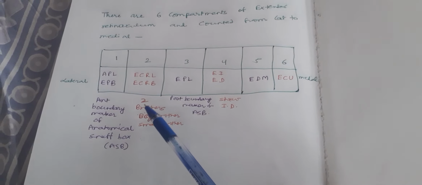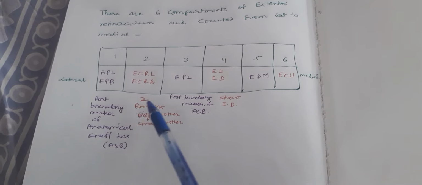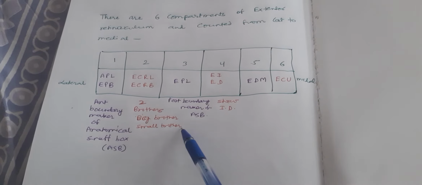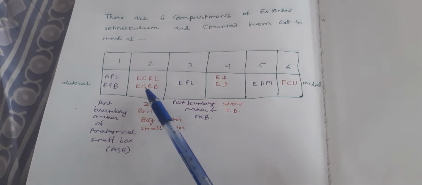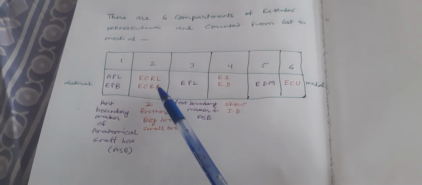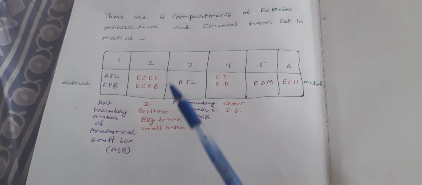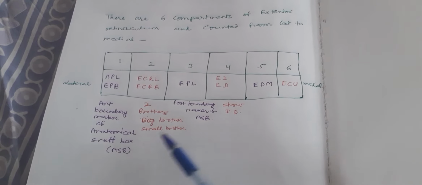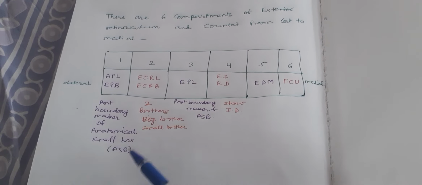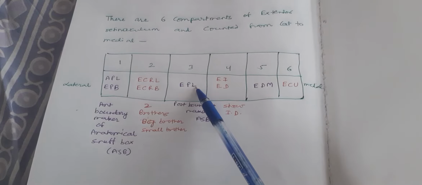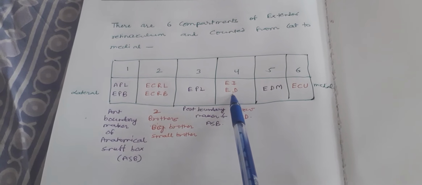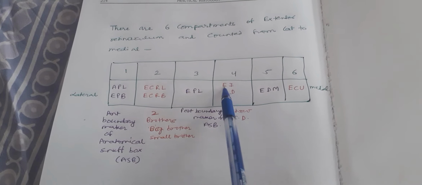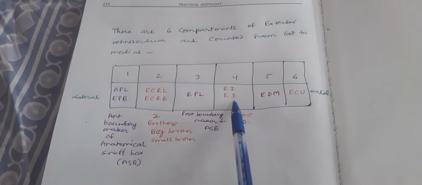Second compartment gives passage to the two brothers, the big brother and the small brother, that is extensor carpi radialis longus and extensor carpi radialis brevis. Big brother, small brother. Third compartment, the posterior boundary marker of anatomical snuffbox, that is extensor pollicis longus. To pass from the fourth compartment, you have to show ID, identification document. So extensor indicis and extensor digitorum.